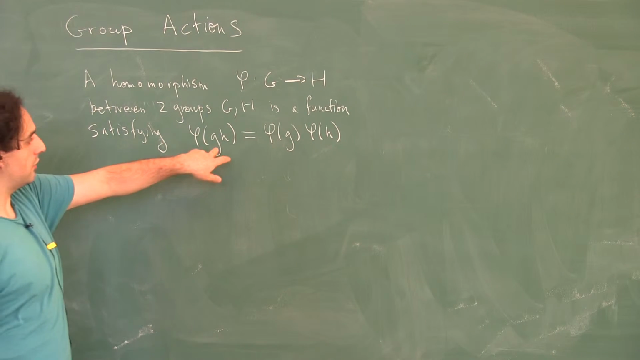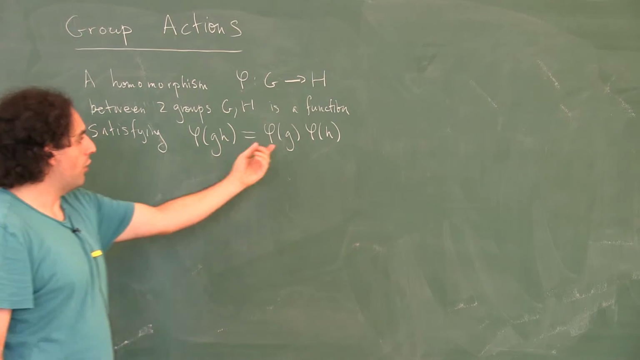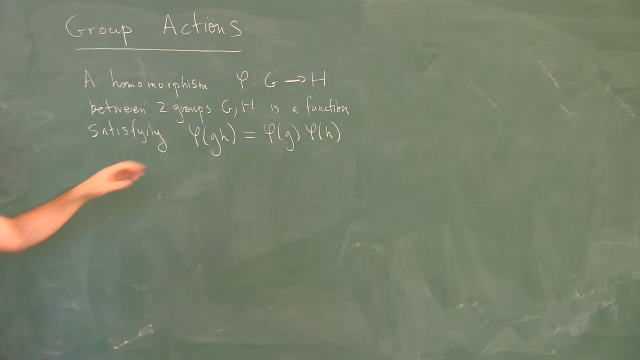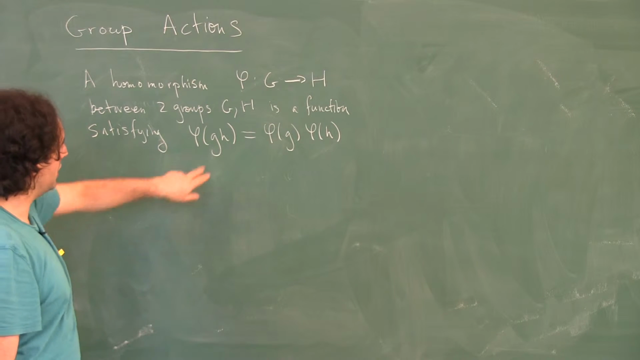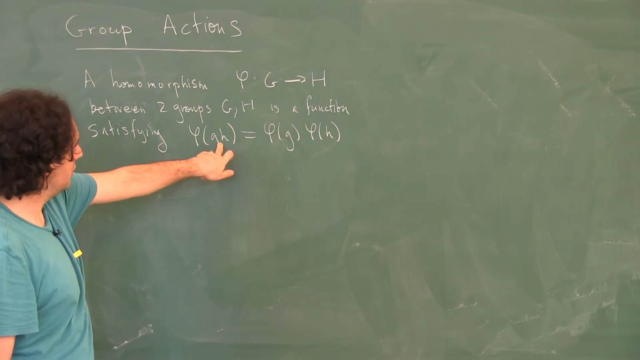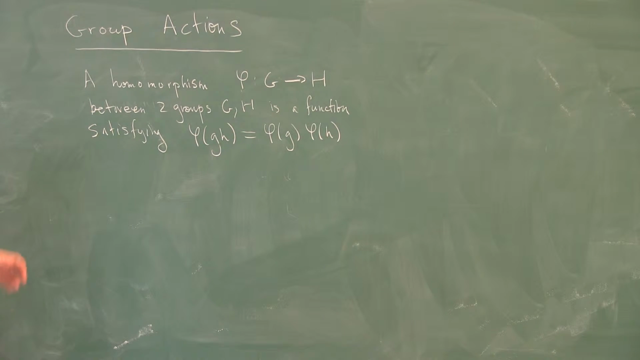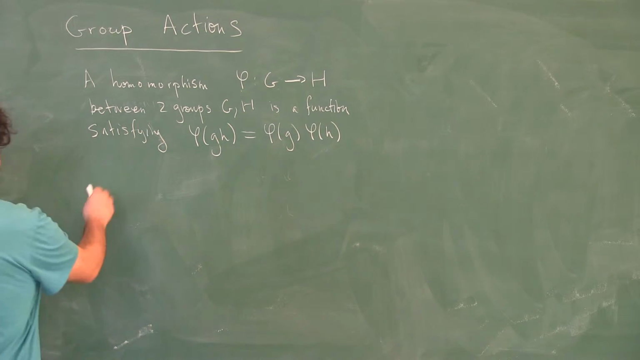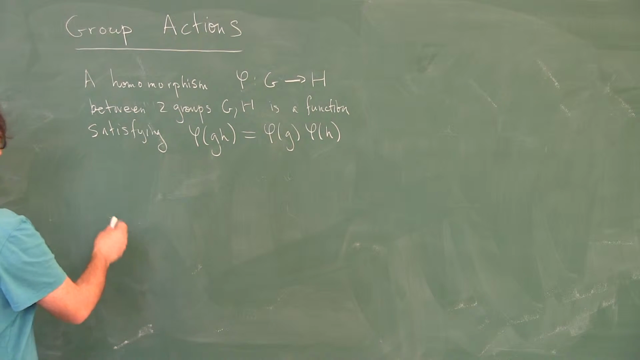In other words, you can first multiply in G, then apply phi, or apply phi to the individual elements and then multiply. So here we have a multiplication in G. Here we have a multiplication in H. Now, group action is a way of looking at homomorphisms in the special case when H is a symmetric group.